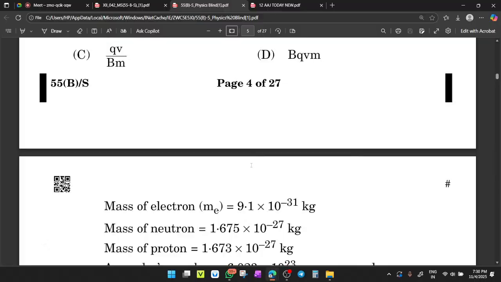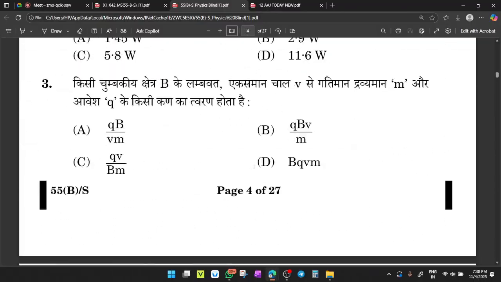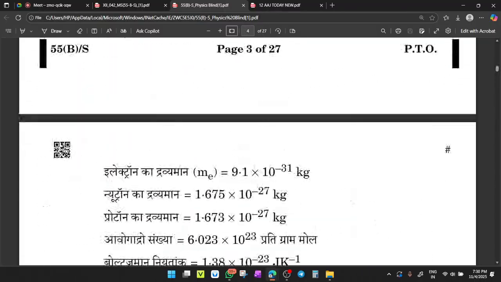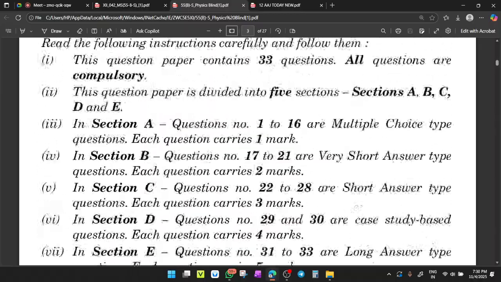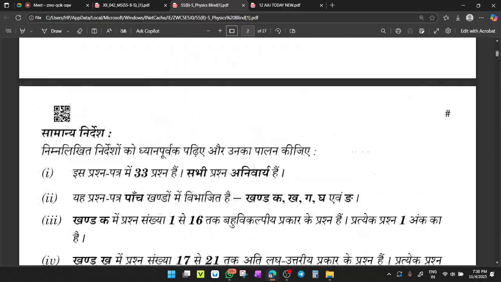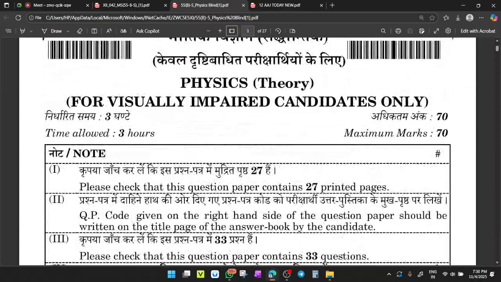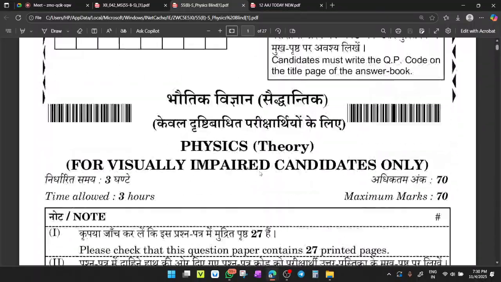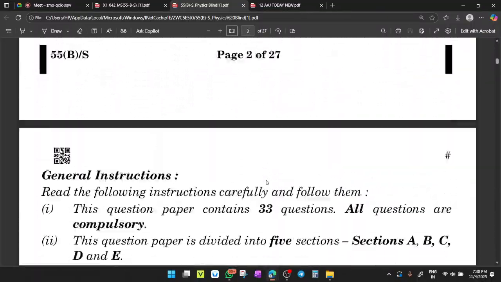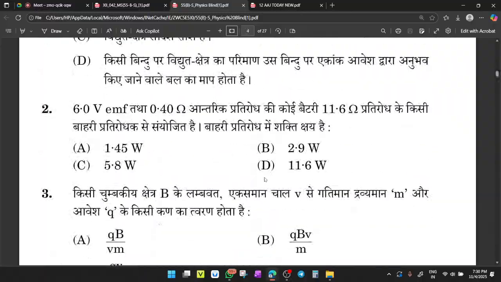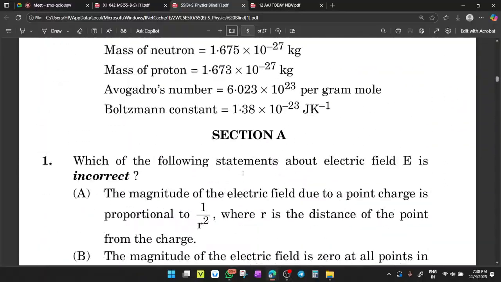We are here starting the physics exact question paper of year 2025. Having the code 55 oblique B. So let's start with the first question. Here it is our first question.